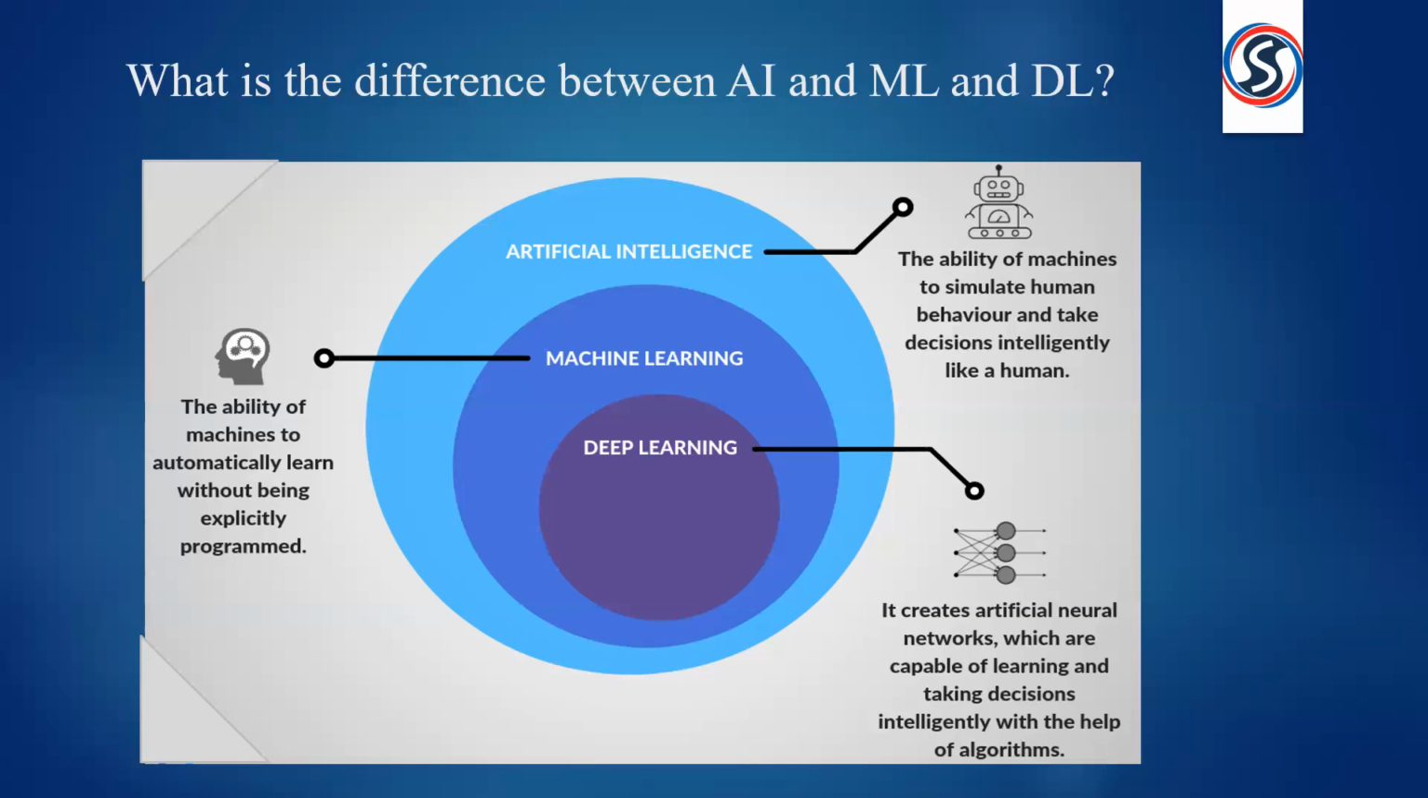And if we talk about deep learning, it creates artificial neural networks which are capable of learning and taking decisions intelligently with the help of algorithms. Suppose we talk about machine learning: how does a machine learn? What is the definition of machine learning? Then I will give you an example.